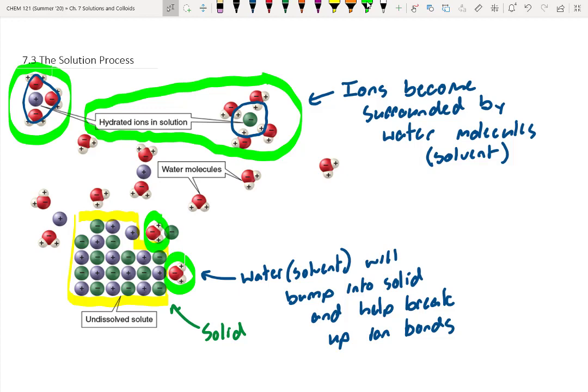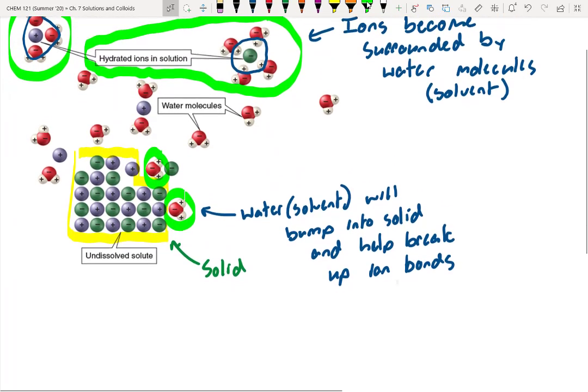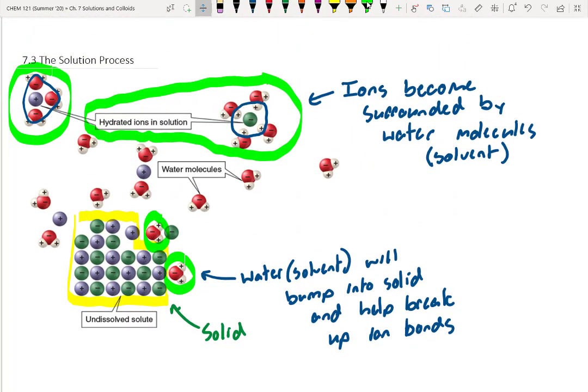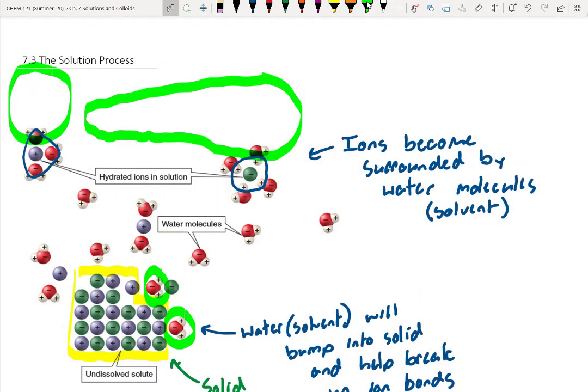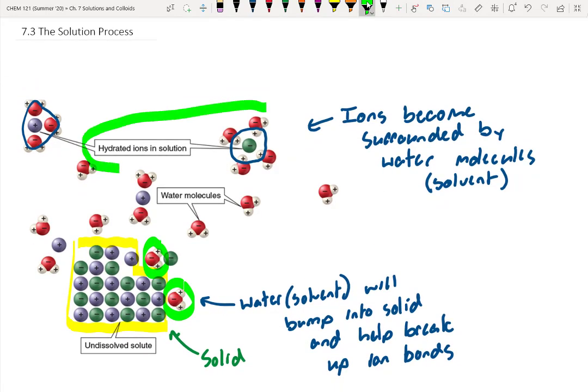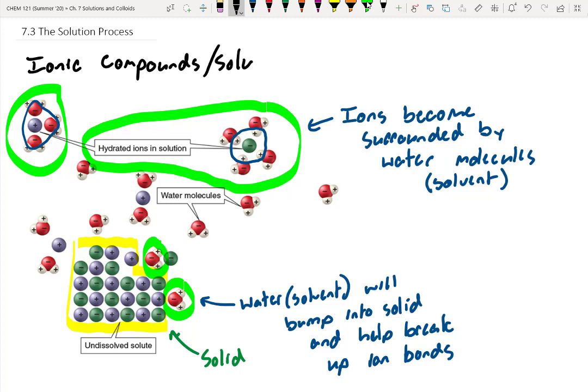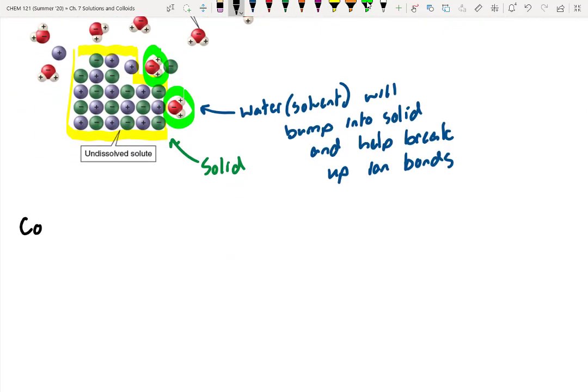All right, let's take a look at a different situation. So this top one was for ionic compounds. Let's take a look at the bottom one. In fact, let's go ahead and try to separate all of this and just clean up our notes a little bit. So this is for ionic compounds or solutes. But we know that not all solutes are ionic. What if we have a covalent compound or solute? What will that look like?